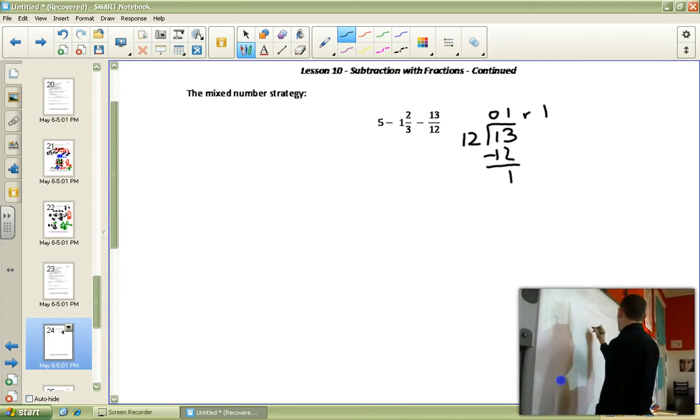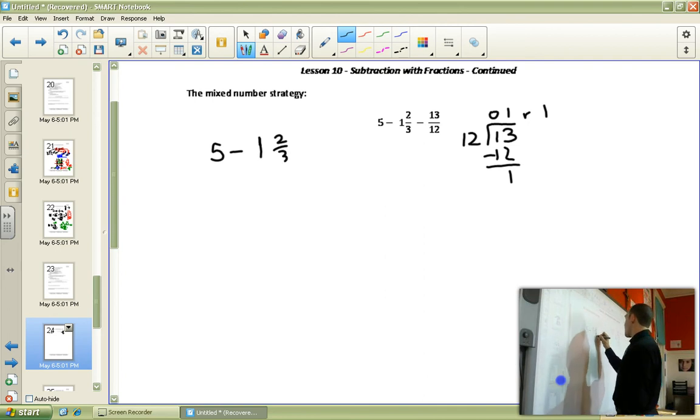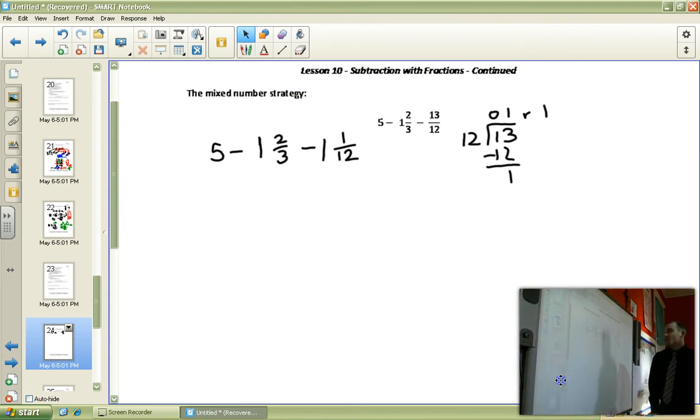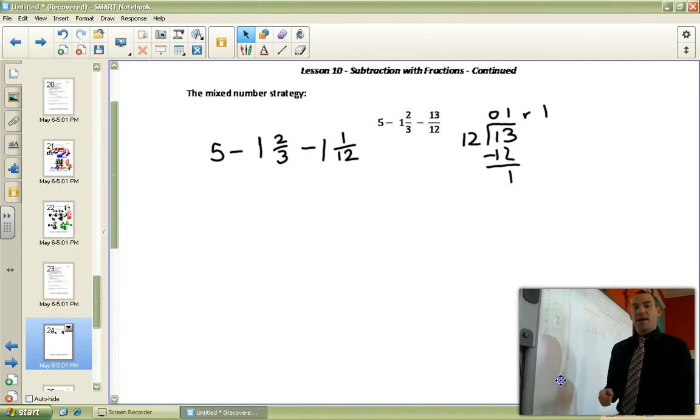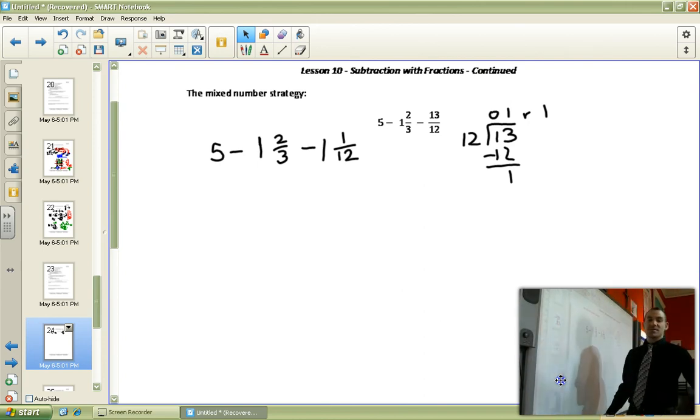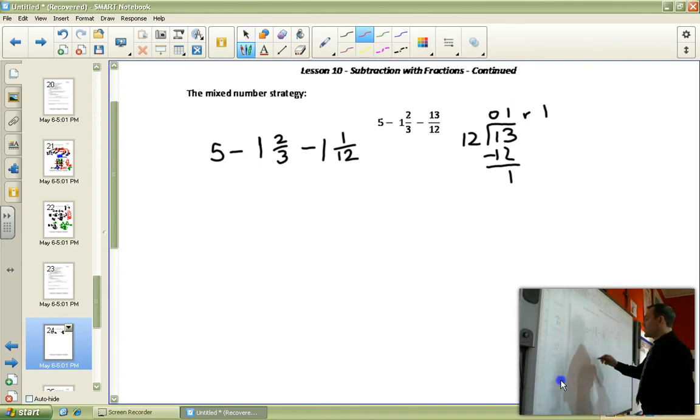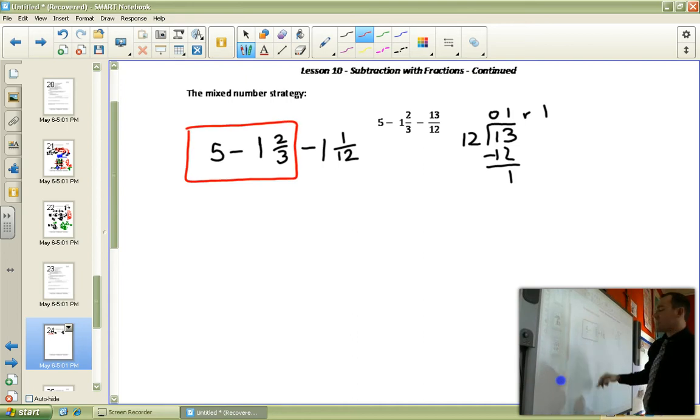That's great. I'm going to rewrite my problem: 5 minus 1 2/3 minus 1 1/12. So with subtraction, we're going to take it one at a time. It's not like addition where you can just add the whole way through. So the first part we're going to do is this part right here. We're going to get an answer, and then we'll come back and subtract the final 1 1/12.